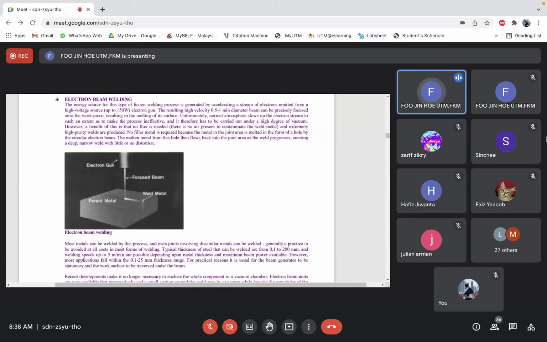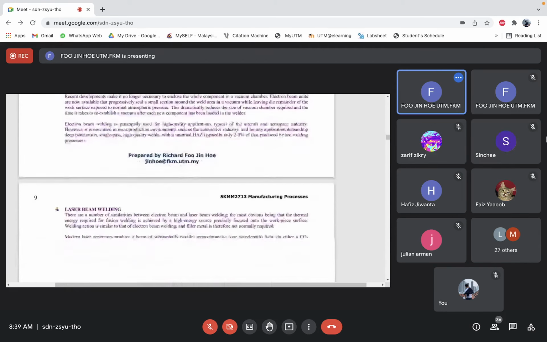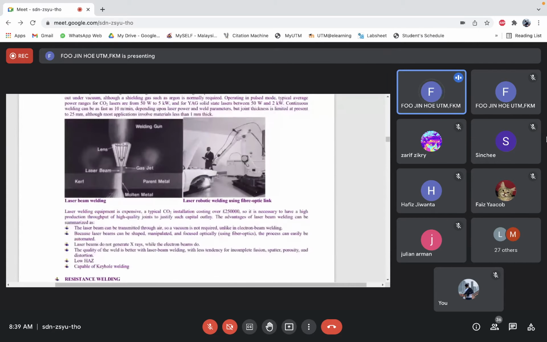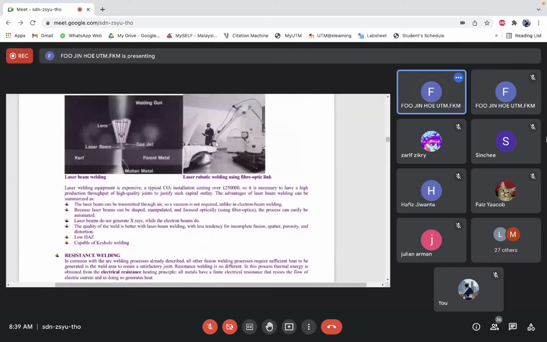As things go on with the development of technologies, things are getting smaller and smaller, and soon they found out that this electron beam might not be sufficient anymore, so they came up with what is called laser beam welding. All right, let's move on to see this video.